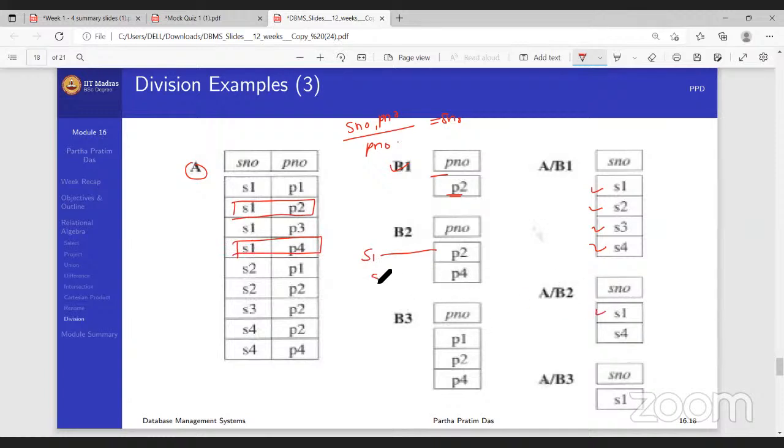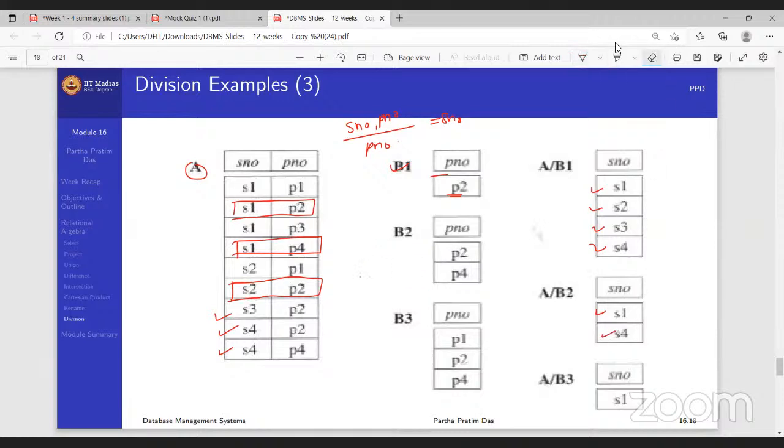Now let us check for S2. S2 P2 is there. S2 P4 is there? No, S2 P4 is not there. Now let us check for S3. S3 P2 is there. S3 P4 is there? No. So S3 will not come. And check for S4. S4 P2 is there, and S4 P4 is also there, right? So the answer will be S1 and S4.